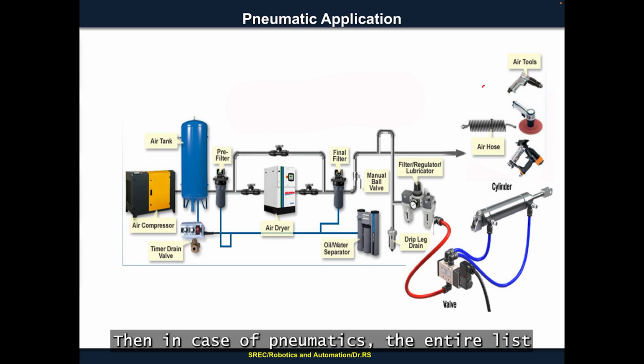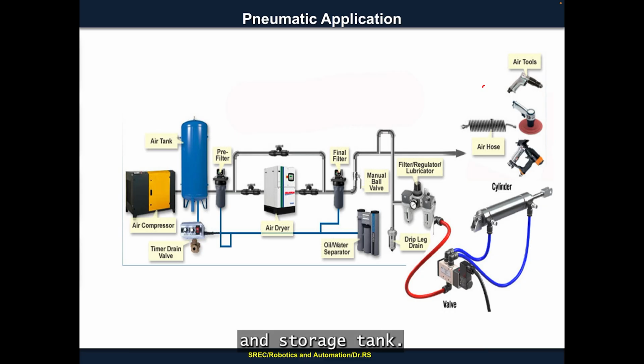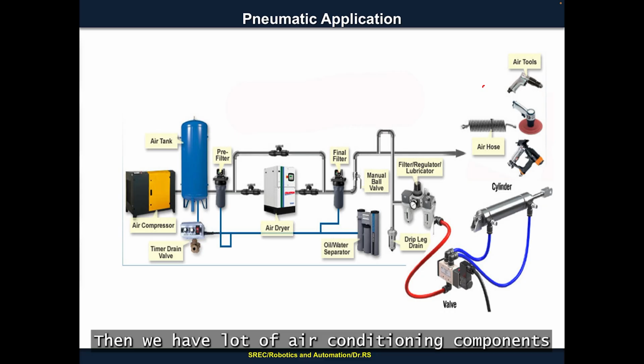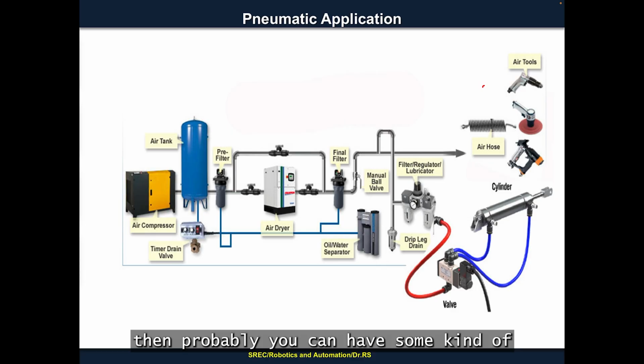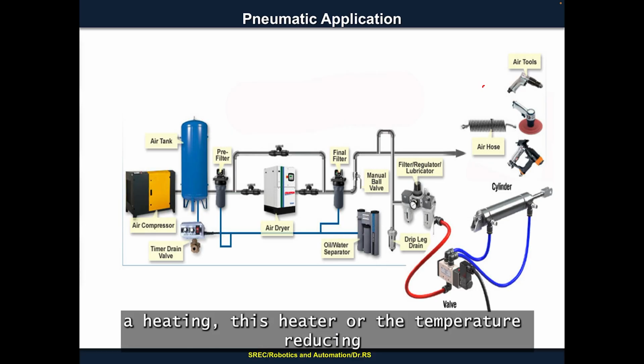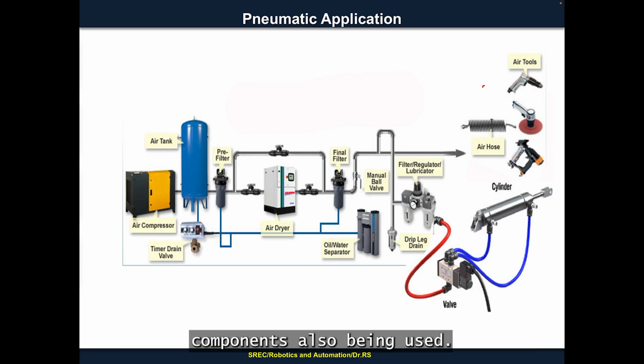Then in case of pneumatics, the entire list of components may vary, because in pneumatic applications we start with the air compressor and storage tank. Then a lot of air conditioning components are used, like filter, air dryer, oil water separator, then other filters. Then you can have some kind of heater or temperature reducing components also being used.